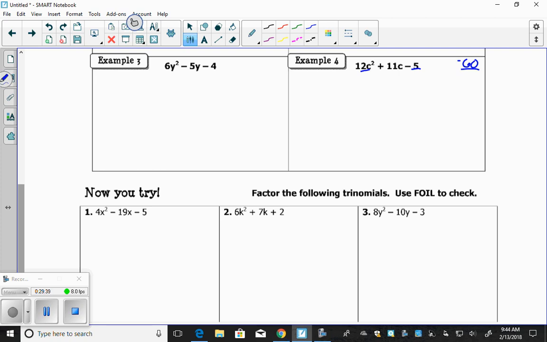Factors of negative 60. 1 and 60, 2 and 30, 3 and 20. I think 4 might go. No, 4 won't go. What about 5? Yeah, 5 and 12.